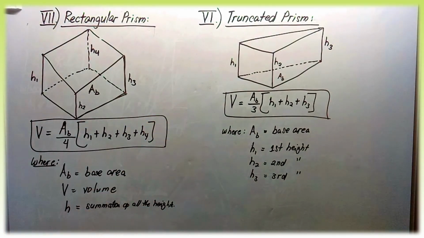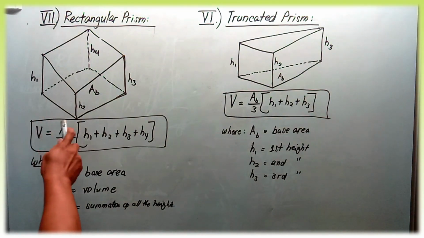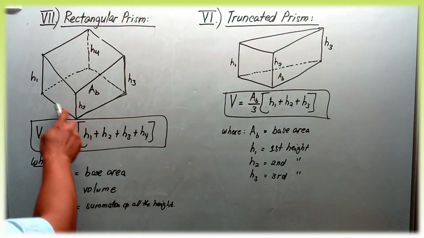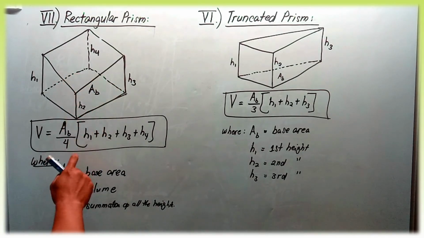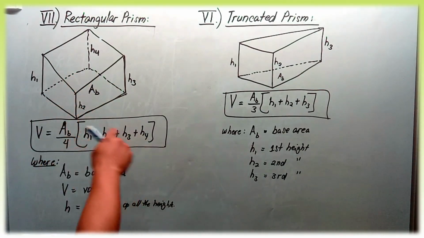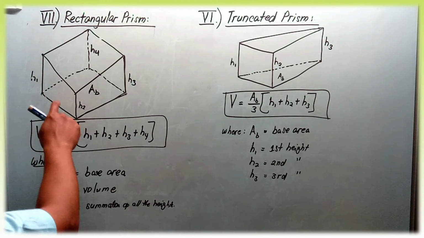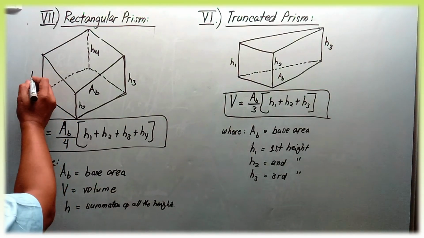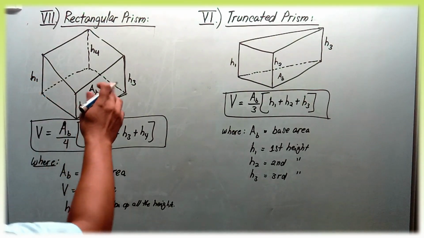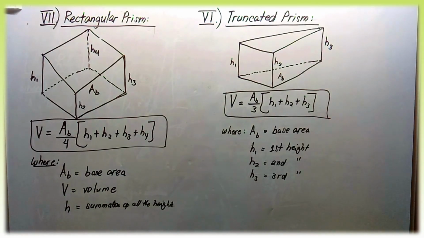So again, you have to take note of this formula. Volume will be the area of this base divided by 4 times the summation of all the heights, H1 plus H2 plus H3 plus H4. So I hope, guys, you understand this lesson regarding prism.